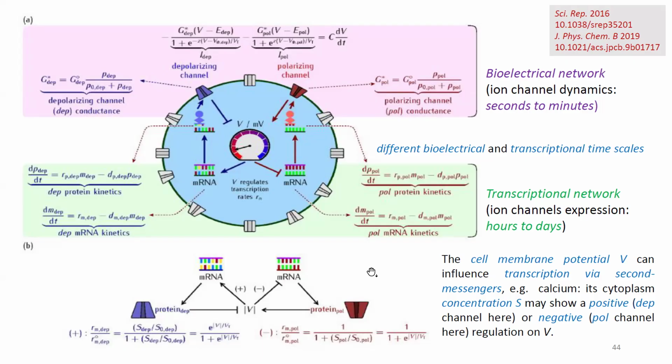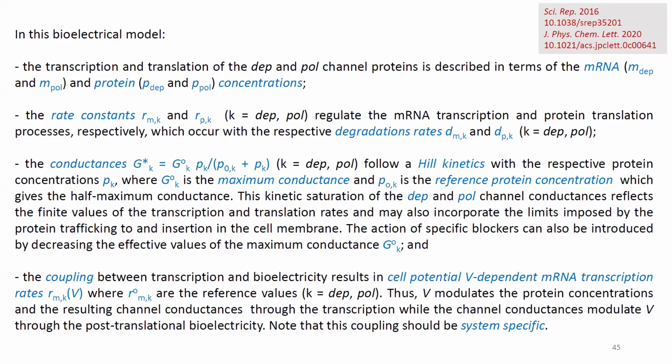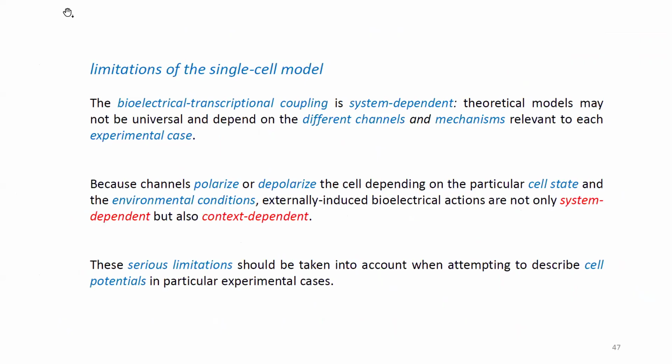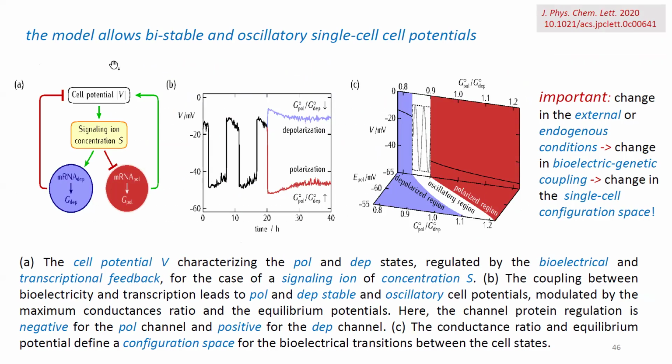In the next slide, you can find the meaning and significance of every parameter of the model, for instance, conductances, concentrations, and rates. And here we have a typical example of the results that can be obtained with this sort of system of equations. This example is interesting because it is quite simple. We have only a signaling ion concentration, which is dictated by the cell potential because of the voltage-gated ion channels that can open or close.